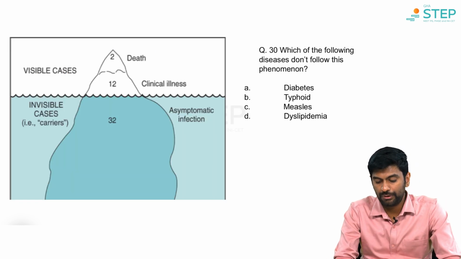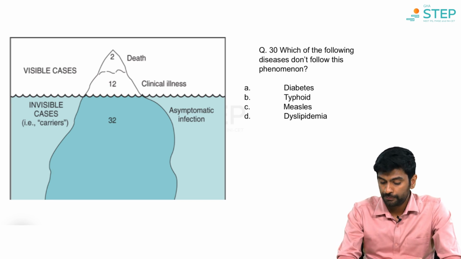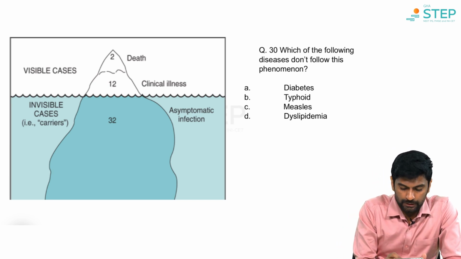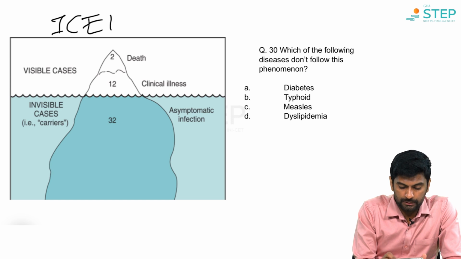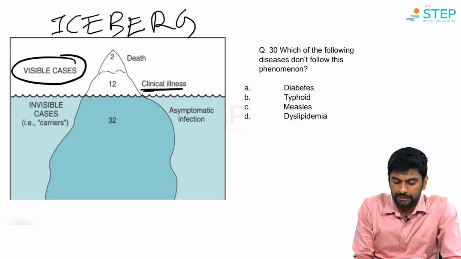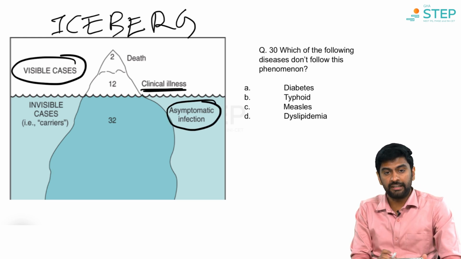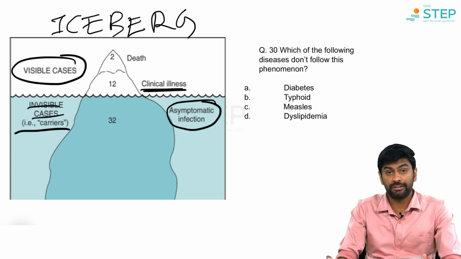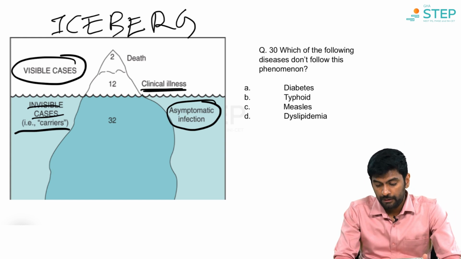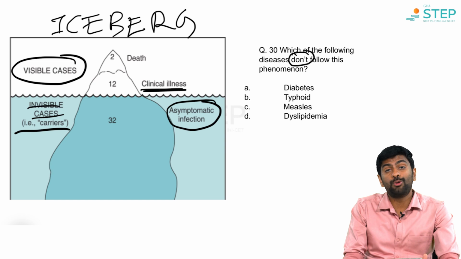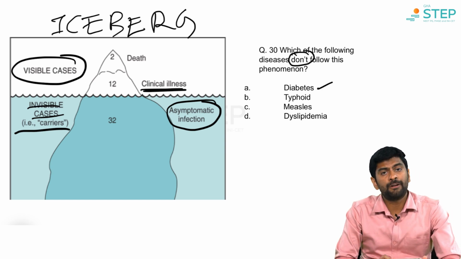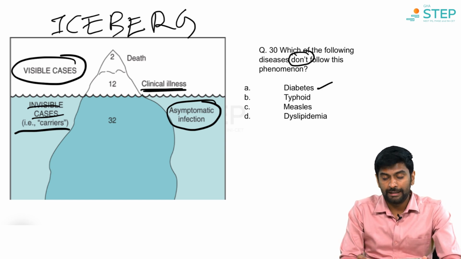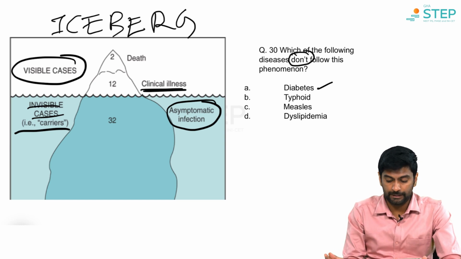Next, this is question number 30. Which of the following diseases don't follow this phenomenon? Now, this is very clear. We know that this is an iceberg phenomenon. That means that there are visible cases with clinical illness, and there are definitely asymptomatic infections, which are the invisible cases or the carriers. Now, we are checking which one doesn't follow. We know that diabetes, unfortunately, India is the diabetes capital, and there are so many who are undetected. That's very clear. So, this does follow the iceberg phenomenon.